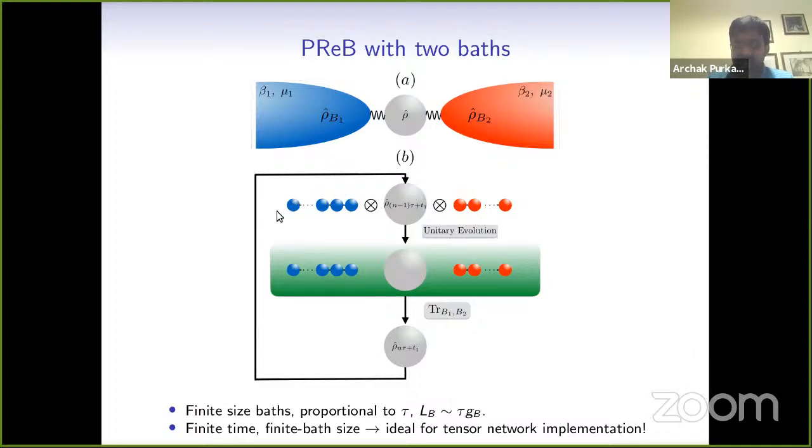But this time evolution from here to here, you have to do it for a time tau. So the chain sizes that you need are just of this size, right? So that's not an infinite size chain. And if your time to the steady state was long, then if you just did a continuous time evolution, you would have required a very long chain here, but you actually do not need such a long chain. So finite time and finite size baths is ideal for tensor network implementation. I'll come to that in later slides.